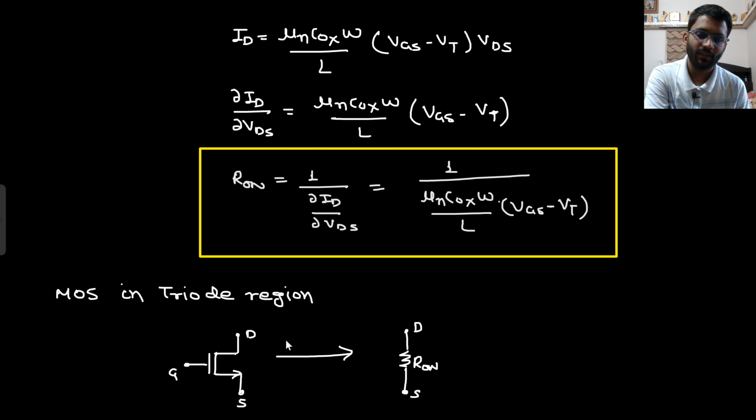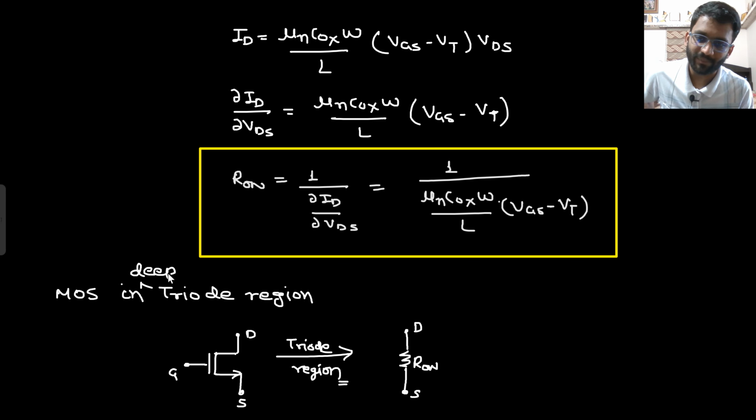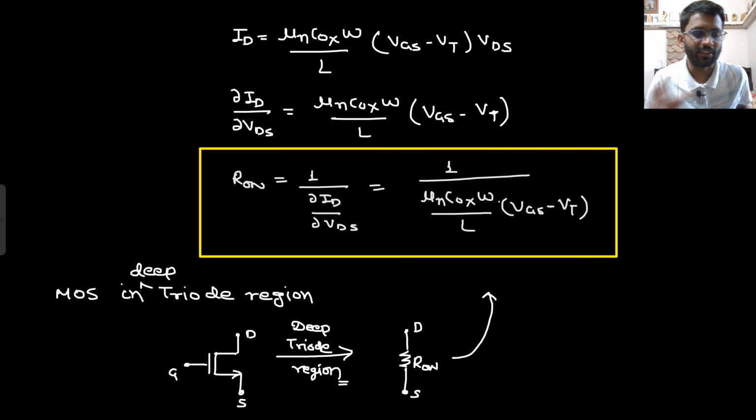Okay, in triode region. Not in triode region, in deep triode region. MOSFET in deep triode region. In deep triode region, it will be replaced with Ron. The expression is here: 1 upon mu n Cox W by L (VGS minus VT). I hope you have understood the complete lecture.